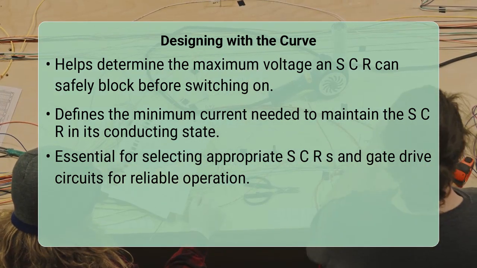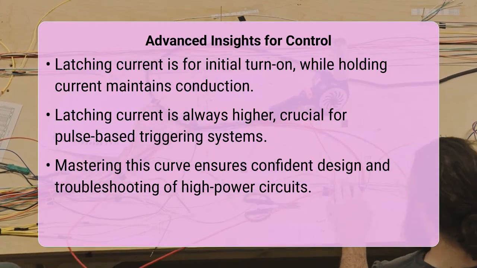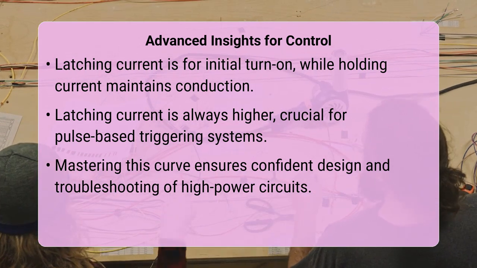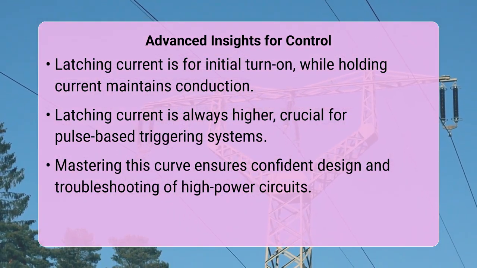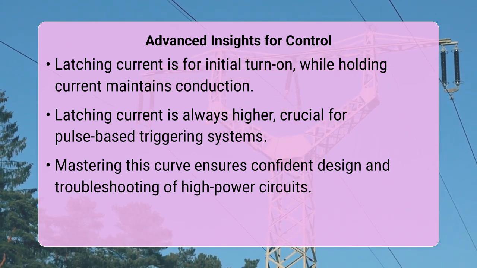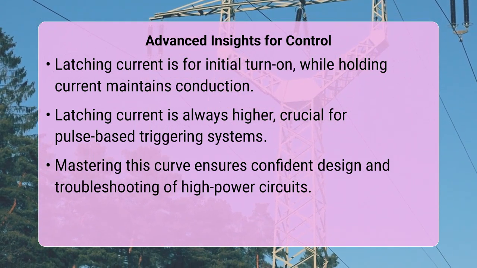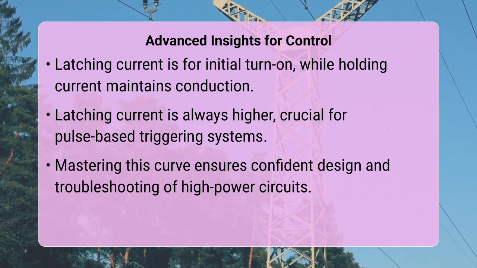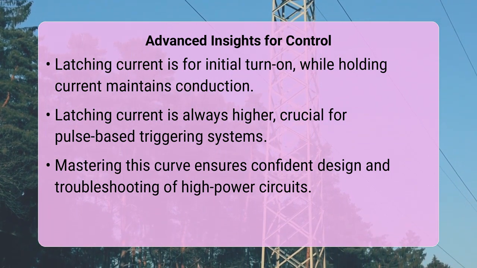its specified limits. A key distinction often overlooked is between holding current and latching current. While holding current is the minimum anode current to maintain conduction, latching current is the minimum anode current required for the SCR to remain on after the gate signal is removed. The latching current is always higher than the holding current, and understanding this nuance is vital for correct triggering and commutation circuit design, especially in pulse-based applications where the gate signal is momentary.